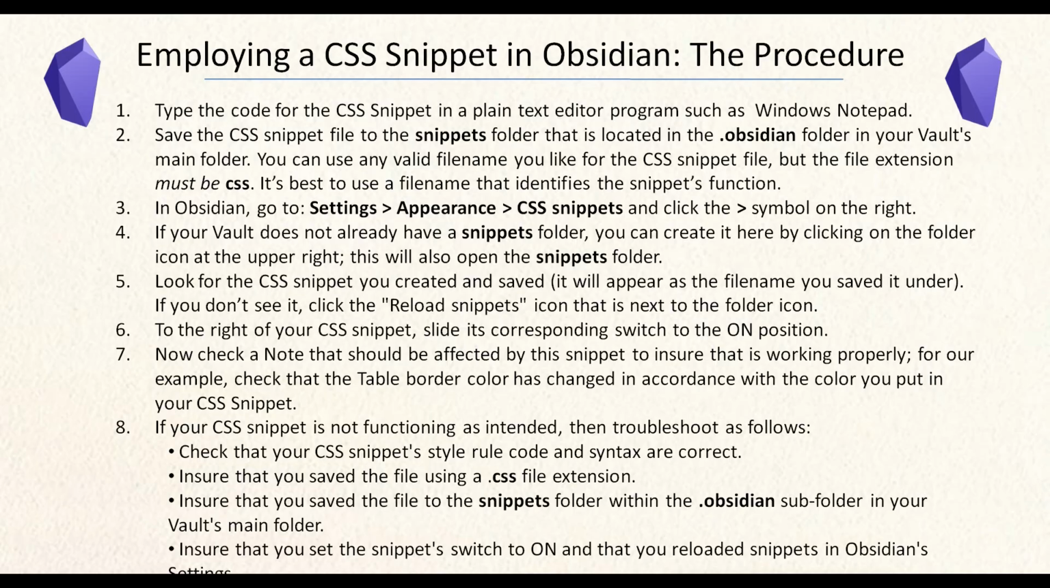Third, ensure that you save the file to the snippets folder within the .obsidian subfolder of your Vault's main folder. As I said earlier, if you don't save it in the snippets folder, then Obsidian won't be able to find it and will not be able to execute its code. Finally, ensure that you set the snippet switch to on and that you reloaded snippets in Obsidian settings. Usually if a snippet's not working, the problem is in one of these 4 areas.